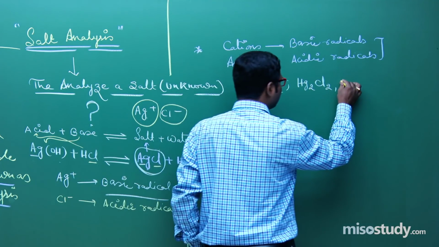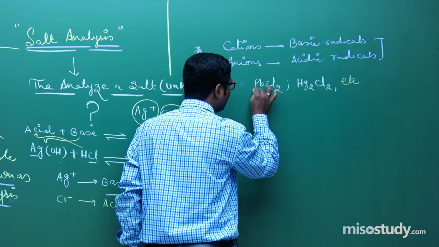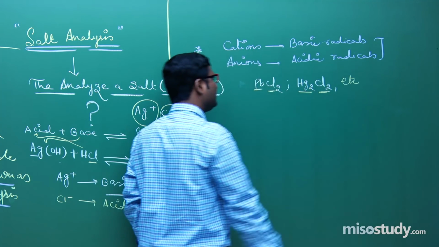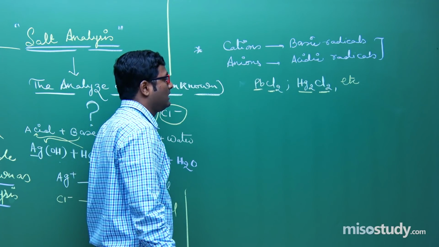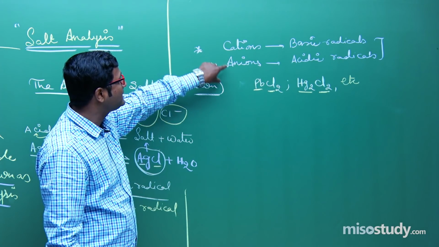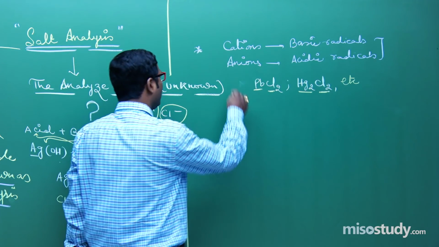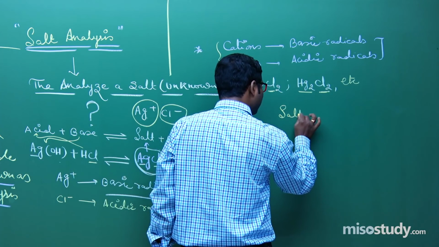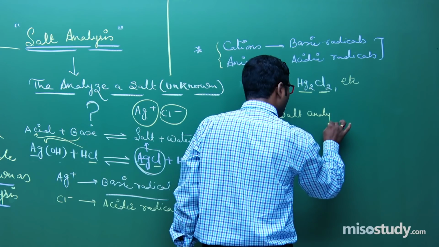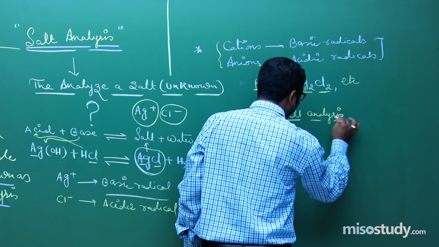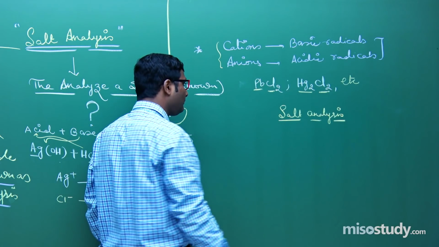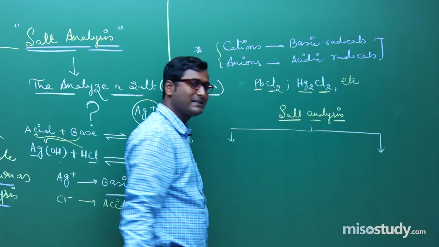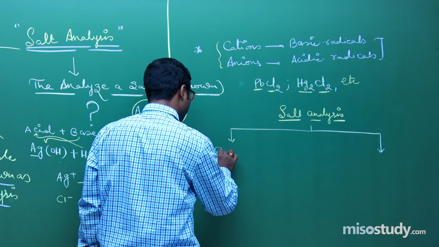These all are the examples of salt, and this one is cation, and this one is cation, this one is anion, and this one is anion. Clear? Now the question arises, how to estimate cations and anions? But before that, we have to differentiate salt analysis. Further, salt analysis is differentiated into two types. What are the types? Wait for a moment. That is, first one is qualitative and the second one is quantitative analysis. Clear?